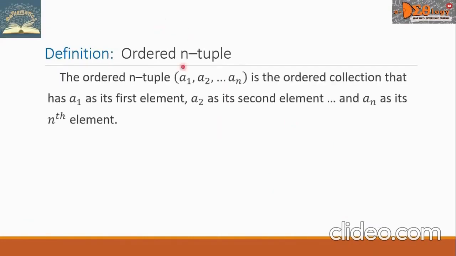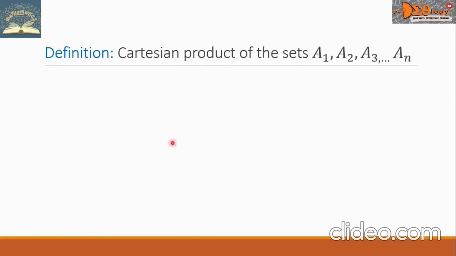Let us define ordered n-tuple. The ordered n-tuple (a sub 1, a sub 2, up to a sub n) is the ordered collection that has a sub 1 as its first element, a sub 2 as its second element, and a sub n as its nth element. In connection to this, we're going to study Cartesian product of the sets A sub 1, A sub 2, A sub 3, up to A sub n in that order.